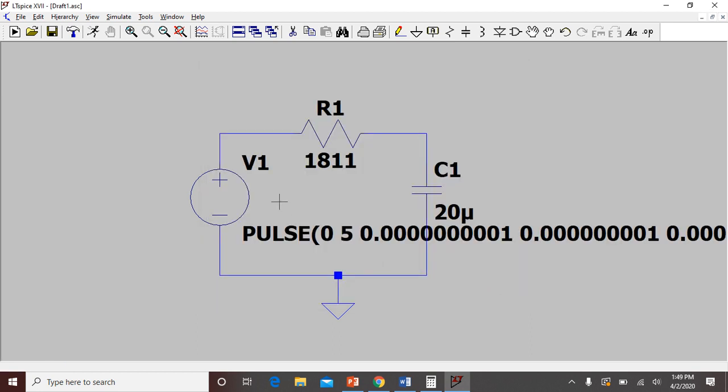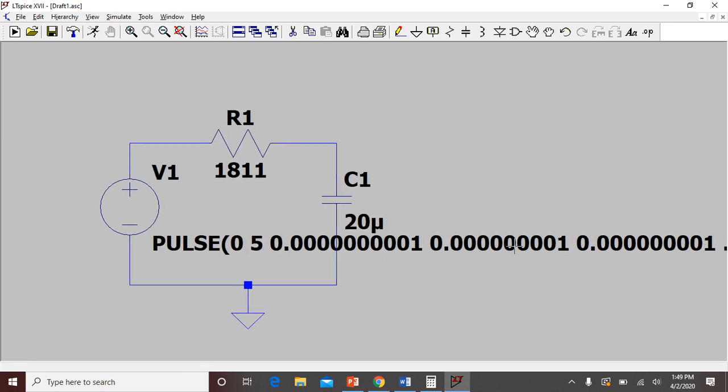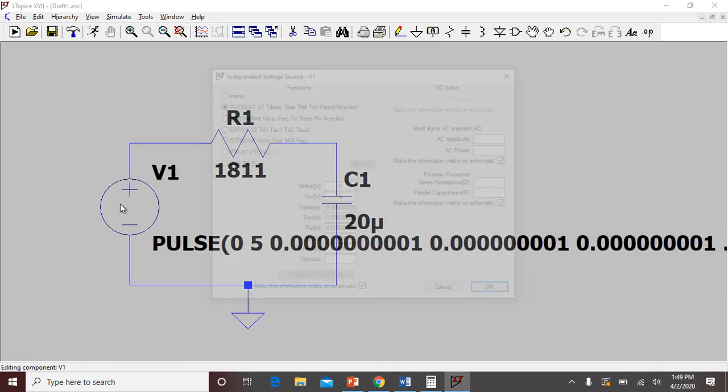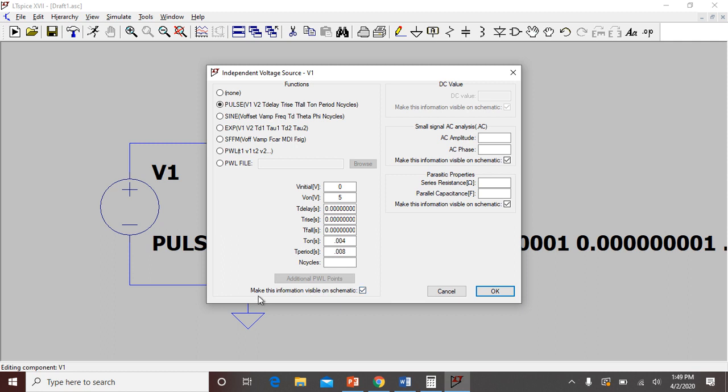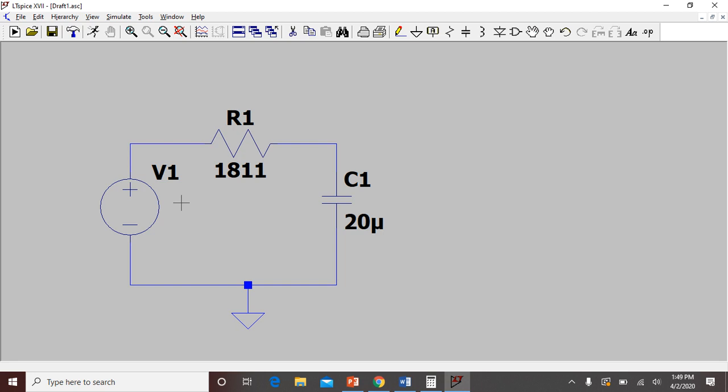Now I have seen that the details of this supply have started appearing over here, but since these are long details and I find it unnecessary, I'm going to make this information not visible on the schematic. I'm going to uncheck this, so that it just does not look bad. I'll press OK again. Now my circuit is complete, everything is done. Now I'm going to simulate it.